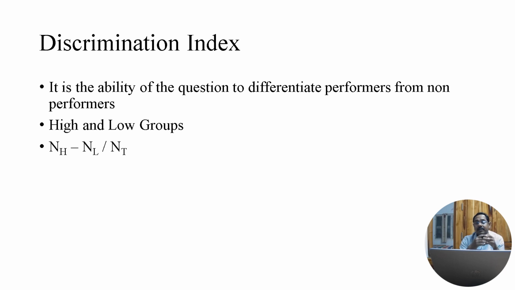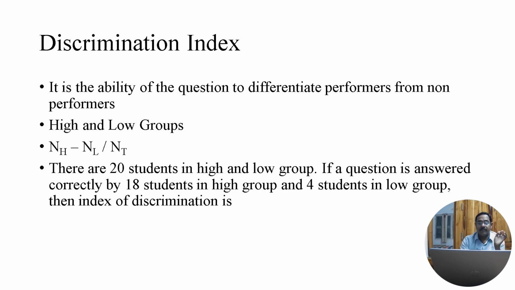Again, if it is an objective question, how do we do it? It is the number of persons who answered right in the high group minus the number of persons who answered the same item correctly in the low group, divided by the total number of students. Simple: NH minus NL divided by N. Let us consider there are 20 students in the high and low groups. The high group means the students who got high marks, and the low group means the students who got low marks.